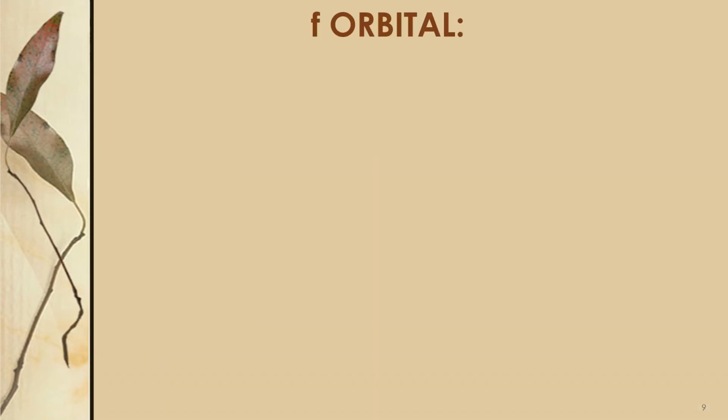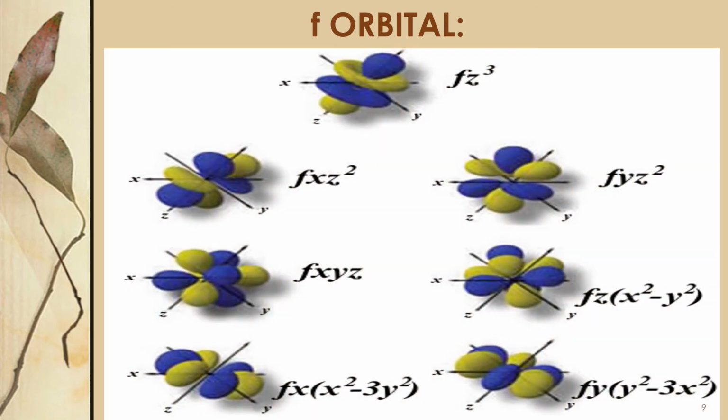Now we see the f orbitals. For f orbitals, how many orientations? 7 orientations. That means there are 7 f orbitals. They are beautiful, very beautiful. So these notations depend upon x, y, z. A lot of mathematical work was done by Schrodinger's team, along with Heisenberg. So these are the 7 f orbitals, which are not in the syllabus, but are for knowledge purposes.